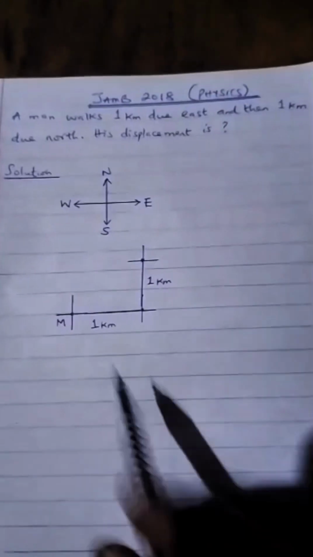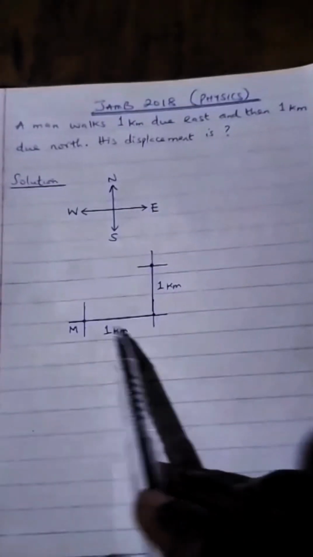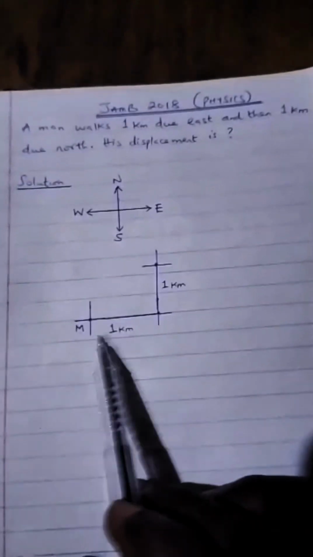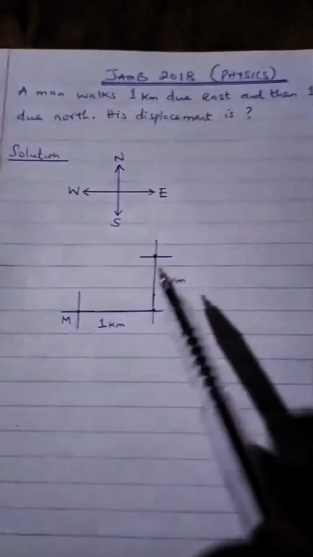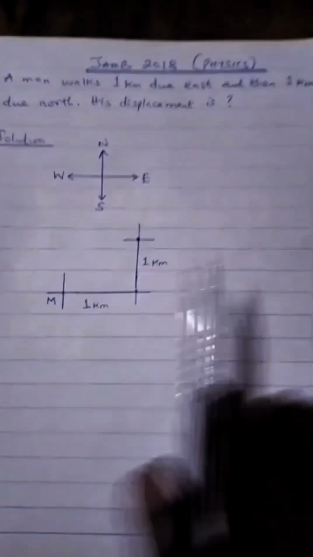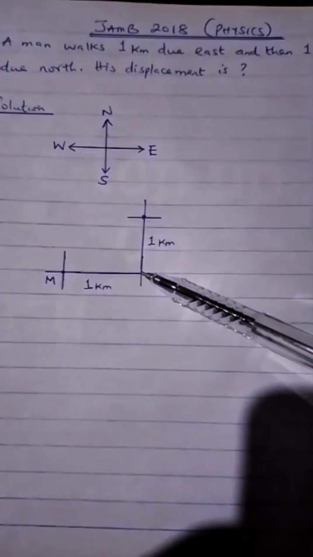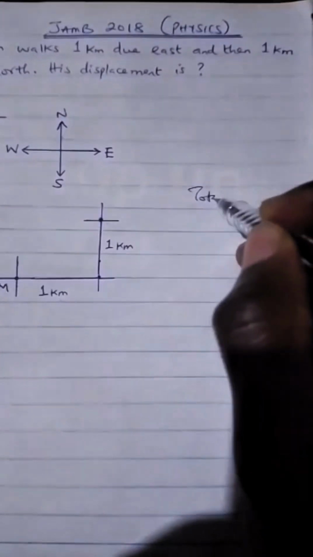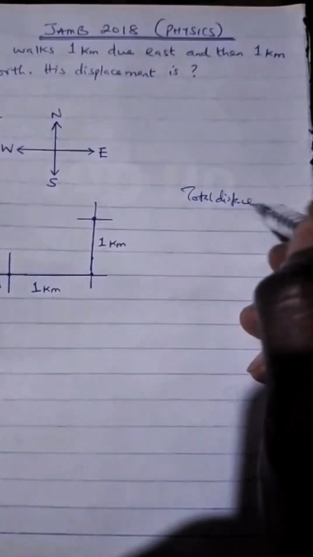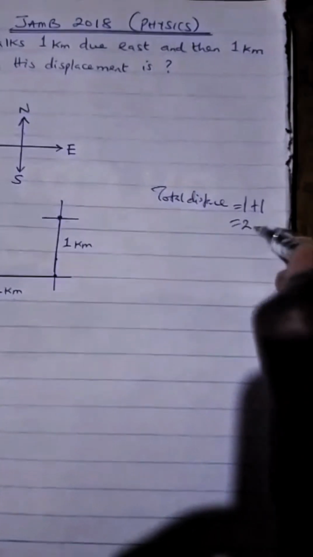Basically, his distance is simply the sum of all the individual distances. So the distance he has covered is 1 plus 1, that's 2 kilometers. From here to this point is 1 kilometer, and from this point to this point is 1 kilometer. So the total distance he has traveled is simply the algebraic sum of those individual distances, 1 plus 1 gives us 2 kilometers. But the displacement is what we are asked for.